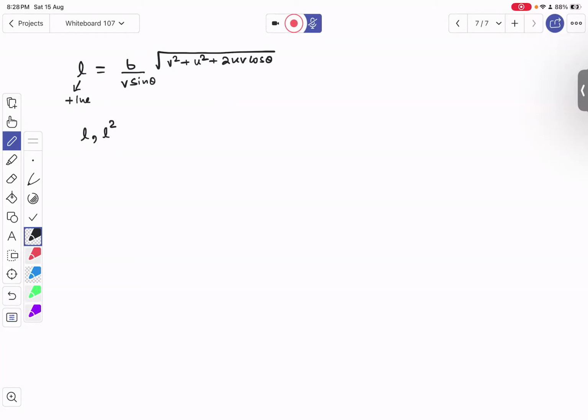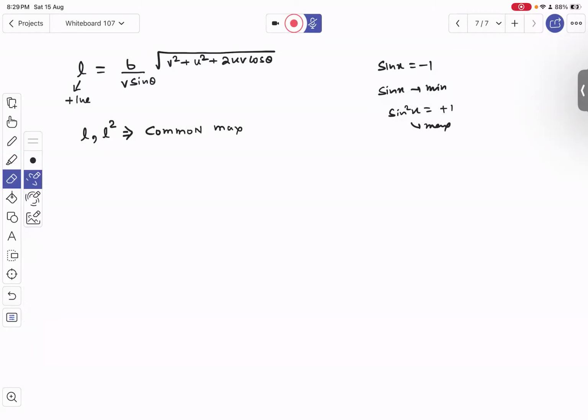Correct? So this L or L square both have common points of maxima or minima, whatever is existing. Because L is positive, so square of the L is also positive. So that is not going to happen like sin x is -1, then I will say sin x is minimum. But sin square x at same place will be +1, so that is like maximum, no? That kind of problem will happen when we have a quantity which can be negative. Here L cannot be negative.